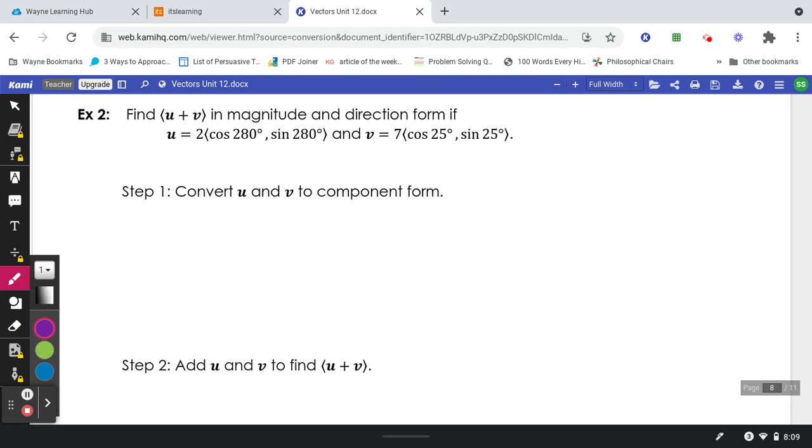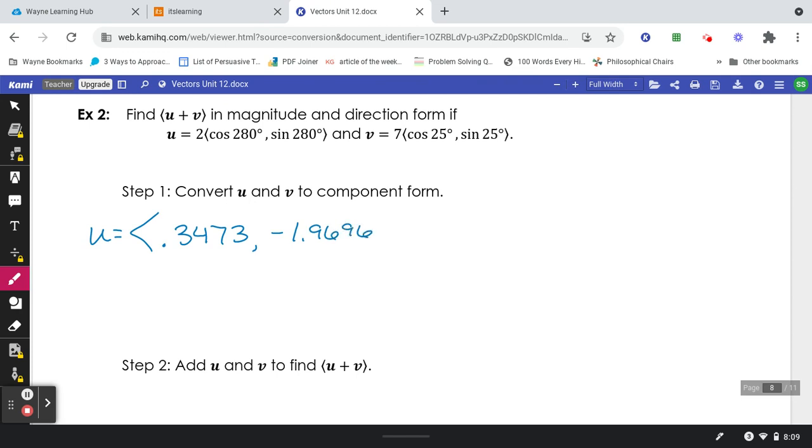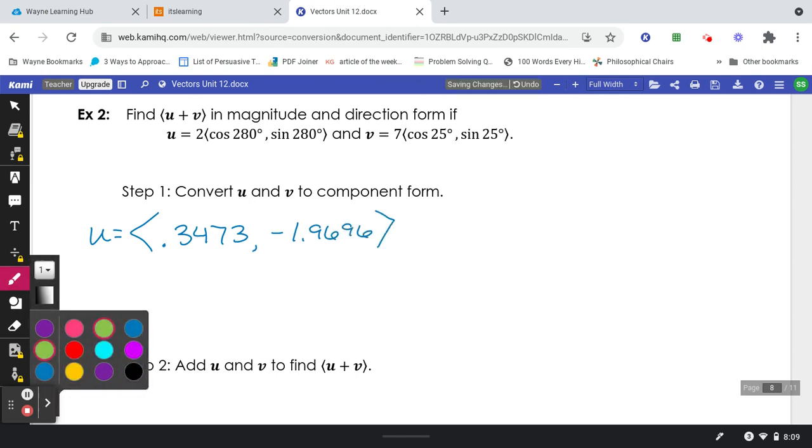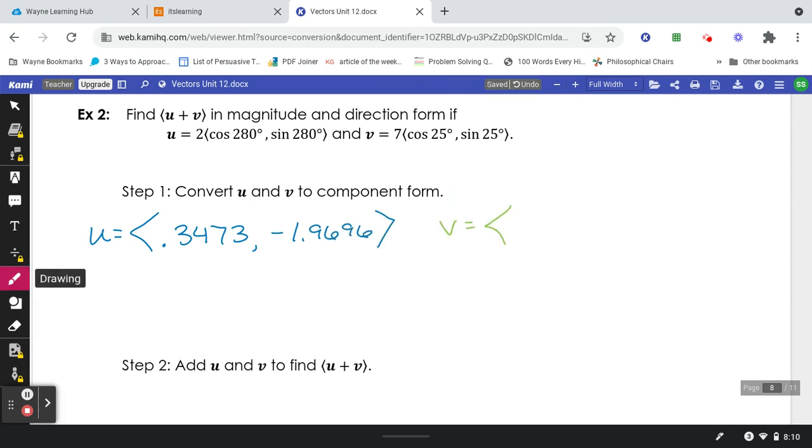All right, hopefully you got a chance to try that. So you should have converted the first u to 0.3473 and negative 1.9696. You should have converted V into 6.3442 and 2.9583. So at this point, if you do not have these two exact vectors, I would invite you to look back at your calculator screen and see what happened.